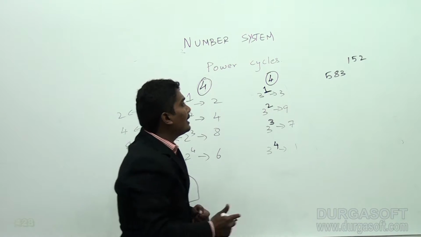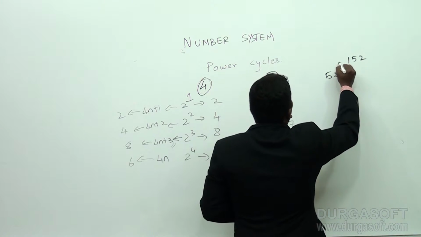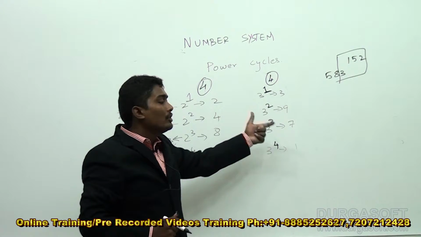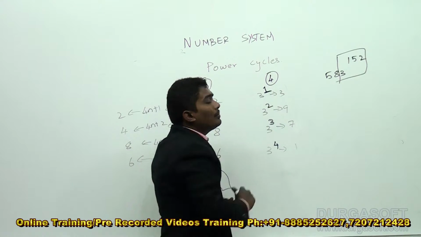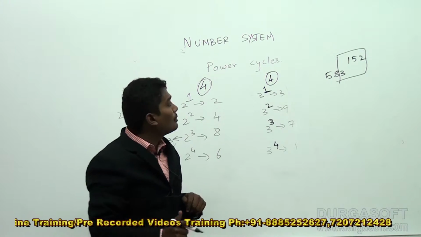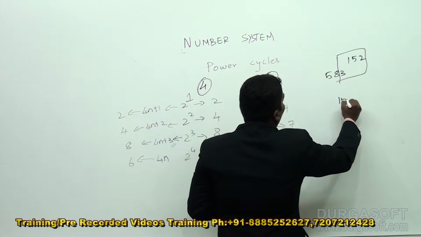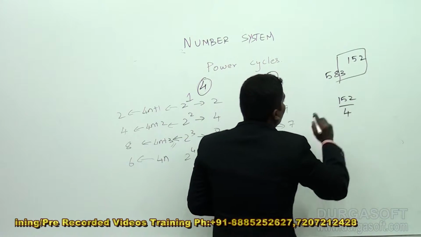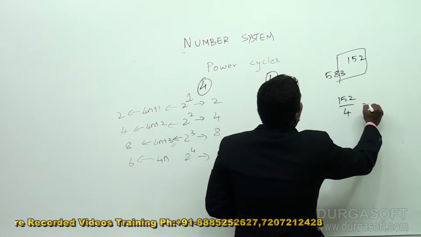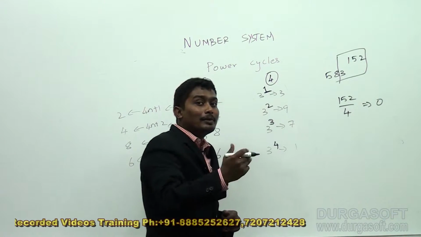Now the first thing that I need to do is take the units place, so 3. I'll look at the power cycle of 3. In the power cycle of 3, I have to divide the power by 4. Just like how I did here, here also I have to divide the power by 4. So 152 divided by 4, I'll get remainder as 0.